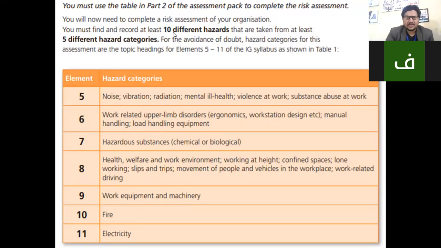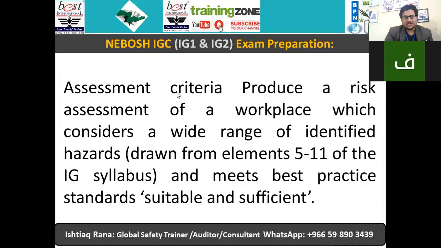So what is the criterion? 10 different hazards from 5 different hazard categories. And from each category, at least you can take 2 risks or hazards, which you are going to elaborate in your IG2 risk assessment project. So the assessment criterion is to produce a risk assessment of a workplace which considers a wide range of identified hazards drawn from elements 5 to 11 of the IG syllabus and meets best practice standards, suitable and sufficient.